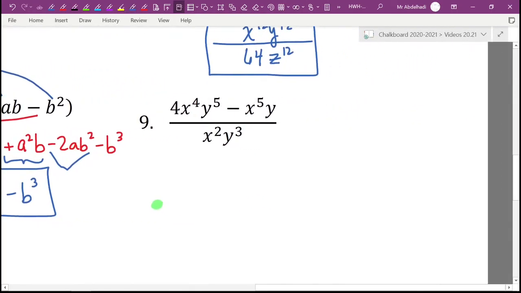Number 9, there's a single term in the denominator, which means when you divide, you use the Hart method. You split the fraction. There's one fraction, and there's the other fraction right there, okay? So you're going to split this into 2 fractions and then simplify each one of the fractions, right? So here we go. We have that minus that, okay? Both of them will have the same denominator.